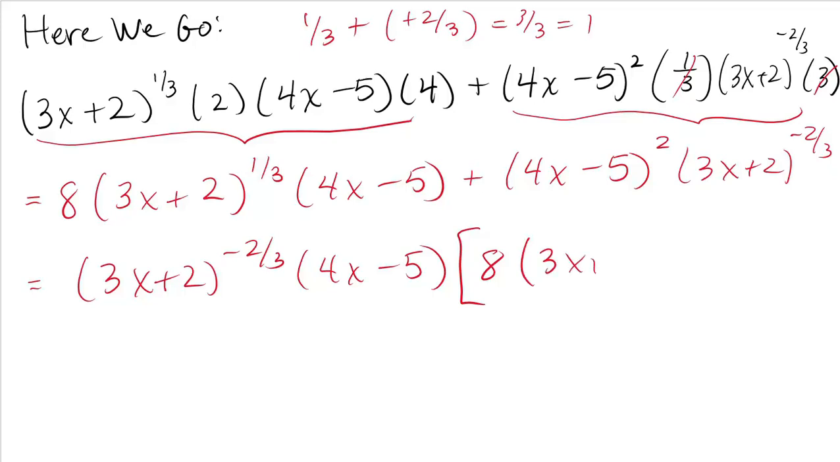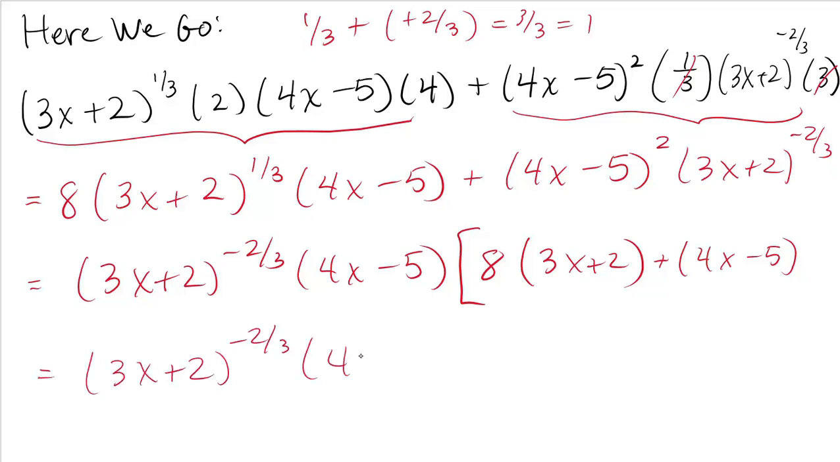So that's a 3x plus 2 to the first. Don't need to write the exponent, it's implied. Plus, no coefficient on the back here, so I don't need to worry about that. There were two copies of 4x minus 5. We took one. There's one left behind. There was also a 3x plus 2 to the negative 2/3, but that's exactly what we stole. I'm going to copy this stuff down again and simplify inside the brackets.